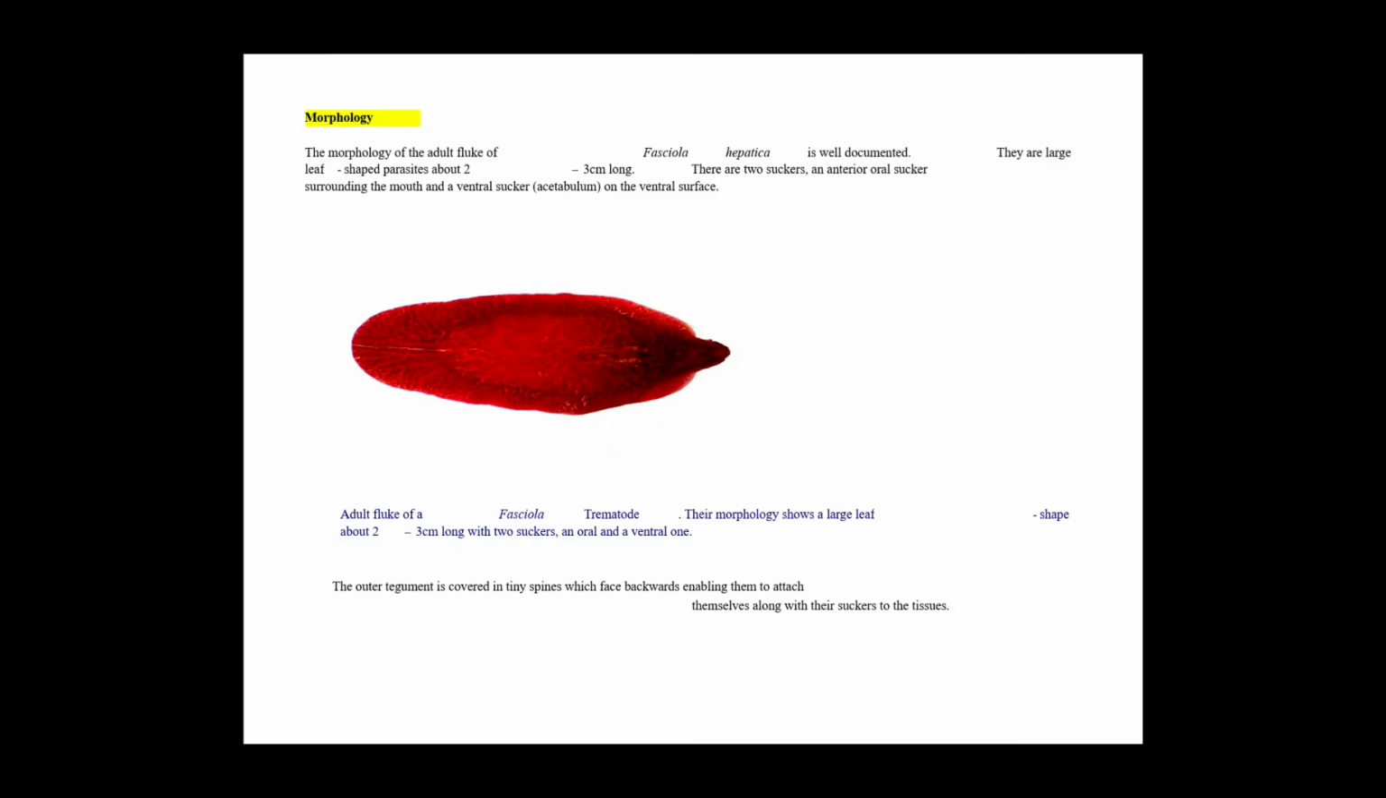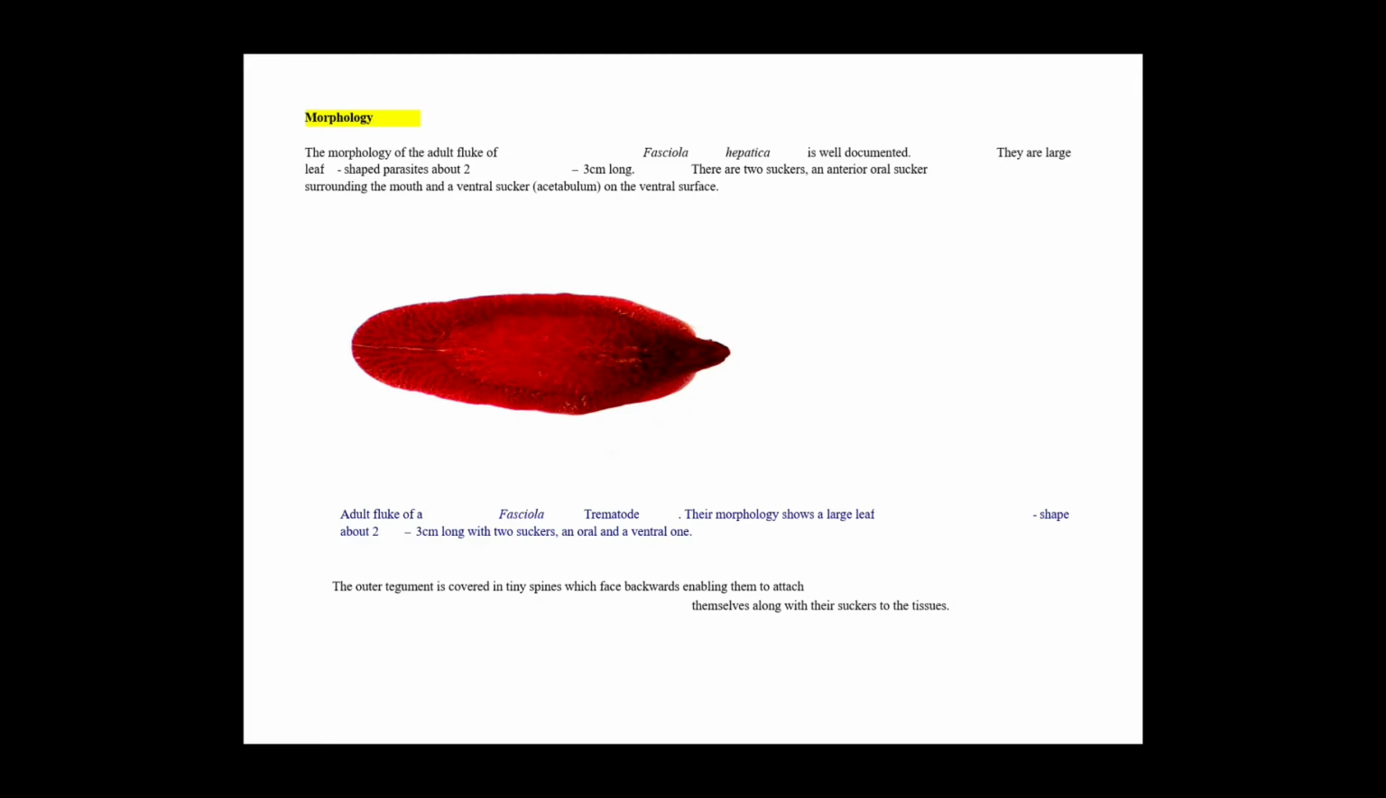Now, about the morphological criteria or features of the adult worm, as represented in this slide. The morphology of the adult fluke of Fasciola hepatica is well documented. They are large, leaf-shaped parasites, resembling the leaves of a plant, about 2 to 3 cm long. They have two suckers, an oral sucker surrounding the mouth, and a ventral sucker, the acetabulum, on the ventral surface.